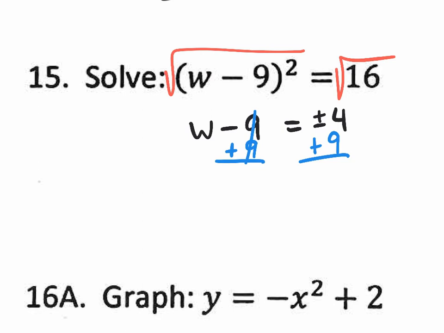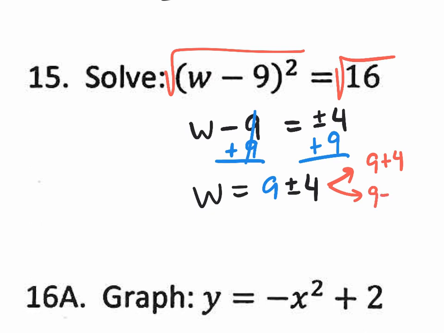Now, this is a little bit more complicated to add a 9 with a plus or minus 4, because that really means that you're going to take the 9 and go plus 4, and then 9 minus 4. So let's actually write it out from side to side. In other words, w equals that positive 9 with the plus or minus 4 right after it. And now let's do both situations, the 9 plus 4 and also the 9 minus 4.